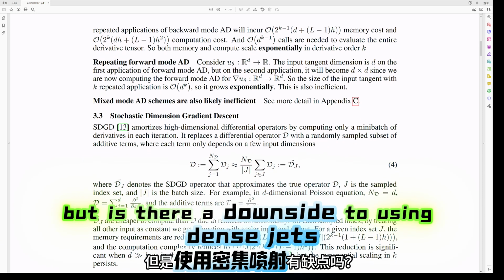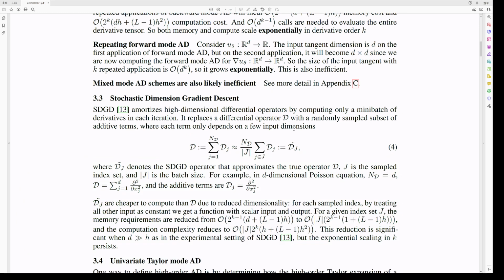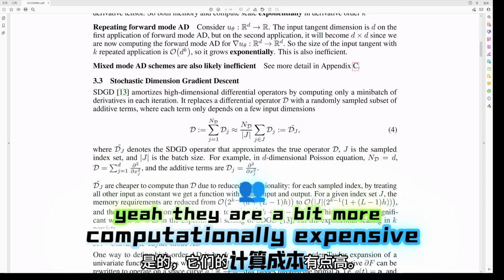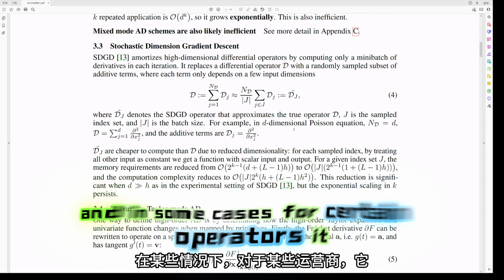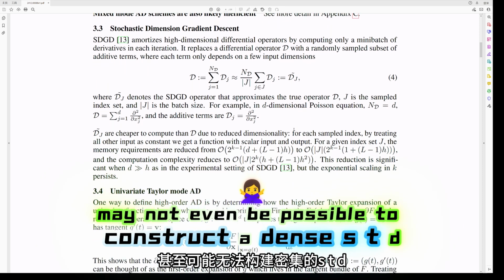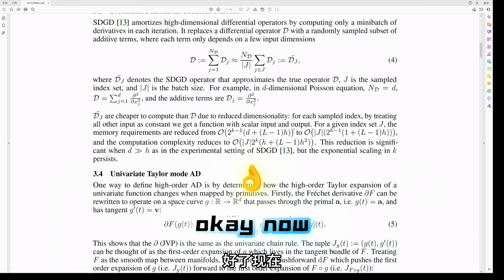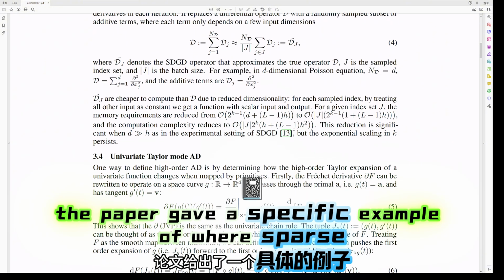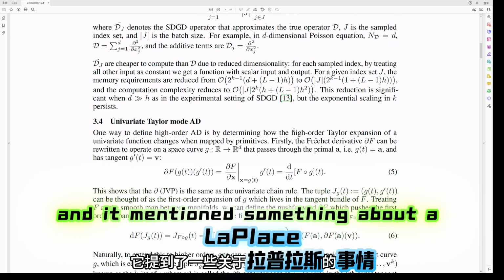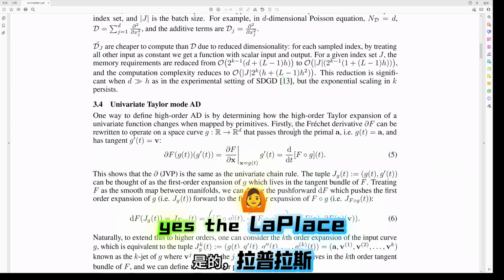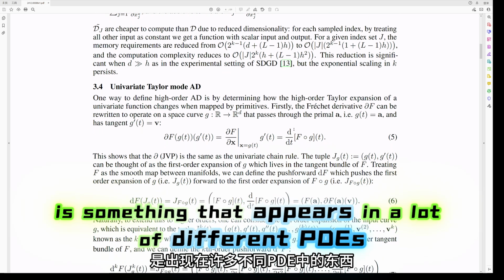But is there a downside to using dense jets? Yes, they are a bit more computationally expensive. And in some cases, for certain operators, it may not even be possible to construct a dense STDE. Now, the paper gave a specific example of where sparse jets work really well, and it mentioned something about a Laplacian. Yes, the Laplacian is something that appears in a lot of different PDEs.